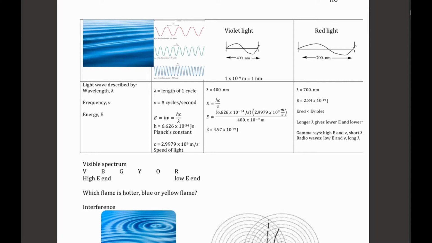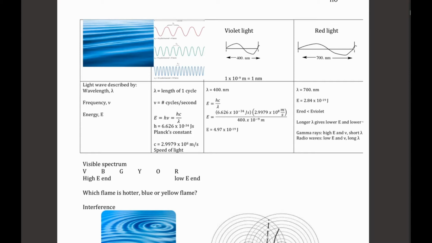If we look at the other end of the visible spectrum, the red light end, where we have 700 nanometer wavelengths, and we're after calculating the energy of that one, we would do it just as we did with the 400 nanometer light, but we would be putting in 700 nanometers. We would calculate the energy to be 2.84 times 10 to the minus 19 joules.